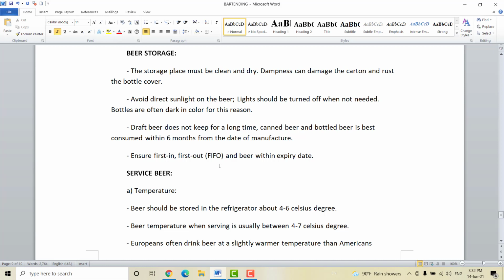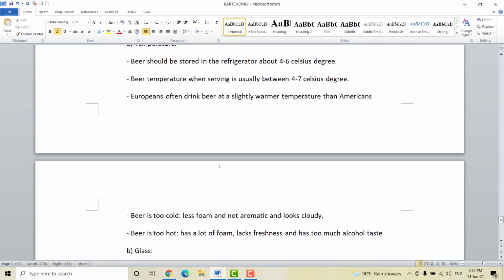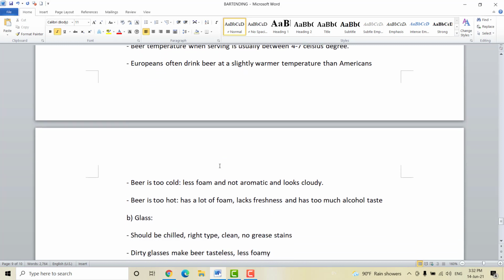Service beer. A. Temperature. Beer should be stored in the refrigerator at about 4 to 6 degrees Celsius. Beer temperature when serving is usually between 4 to 7 degrees Celsius. Europeans often drink beer at a slightly warmer temperature than Americans.